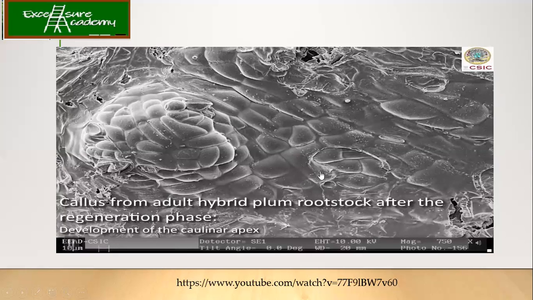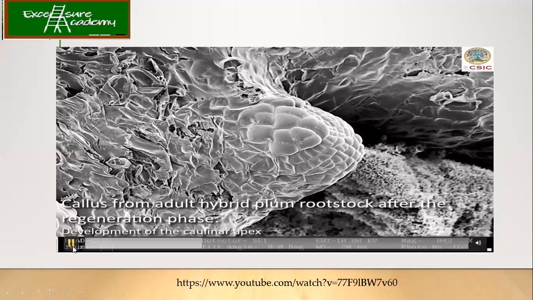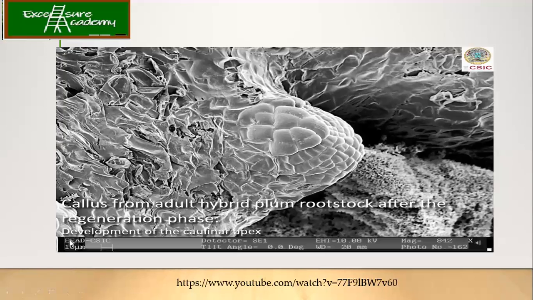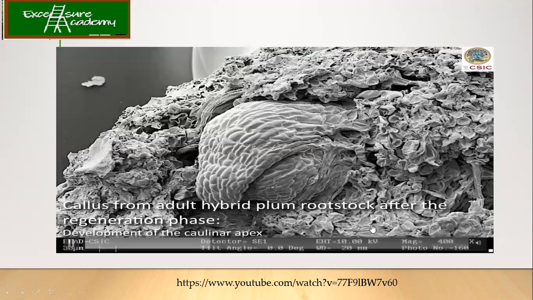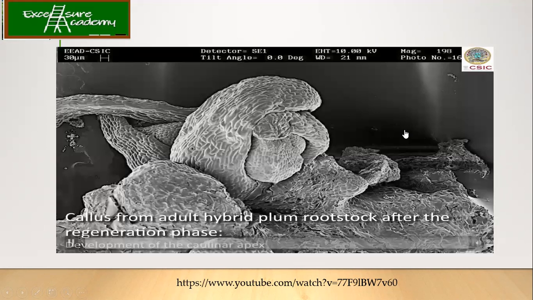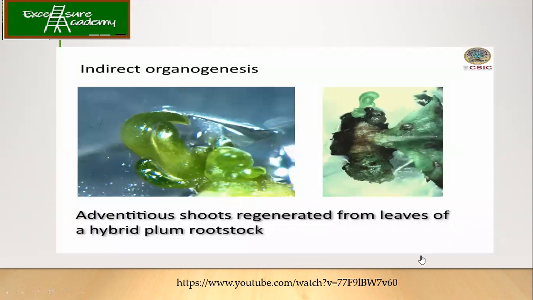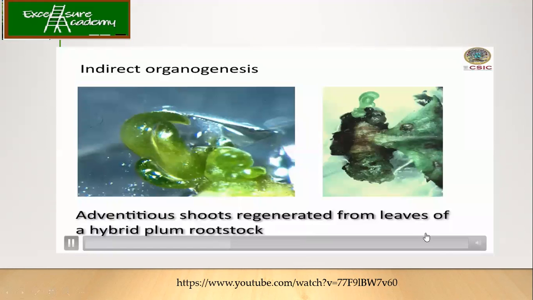Now this is the root. Again, another image of the rootstock. Just remember, this is after the callus, and from the callus, the regeneration of the root. So those images are there. These are from the leaves. Again, the shoots are forming.